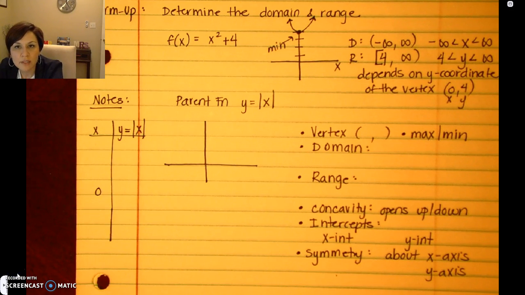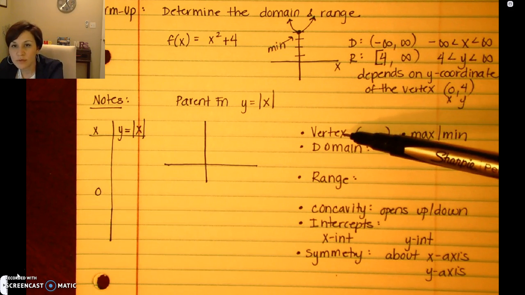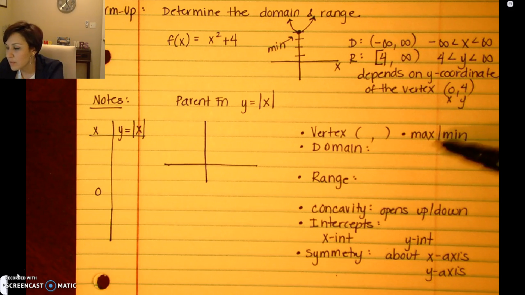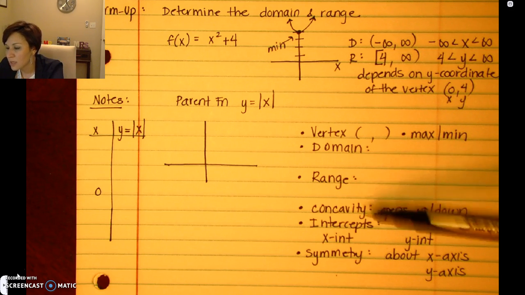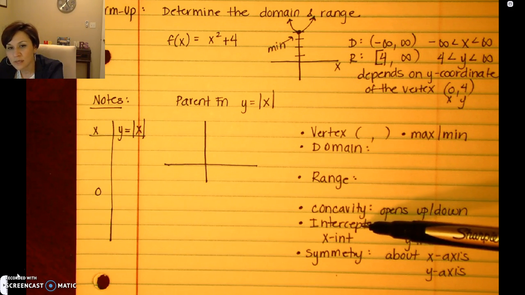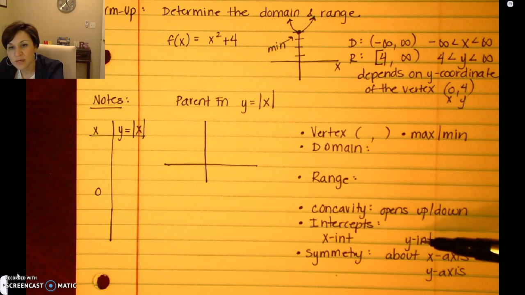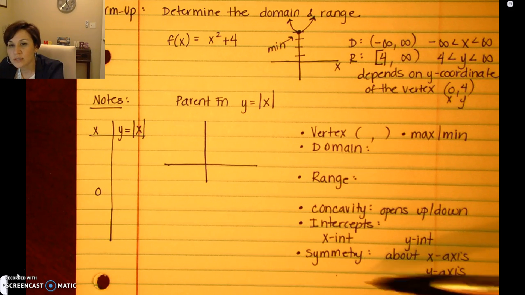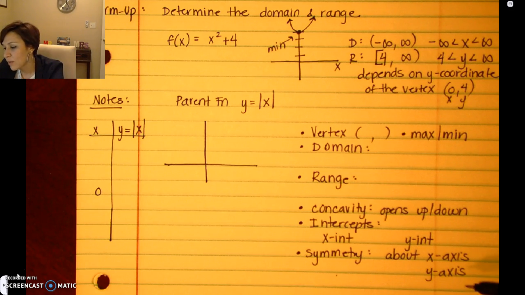Okay, the next part is our notes. Actually, for the absolute value function, this might take you a little bit of time, so you can pause it to copy this down. But this is a good template for what I want you to do for every problem. For every problem, I want you to determine the vertex, the maximum or minimum, domain and range, concavity, does it open up or does it open down? What are the intercepts? What's the x-intercept and the y-intercept? And then what is the symmetry? Is it symmetric about the x-axis or the y-axis?